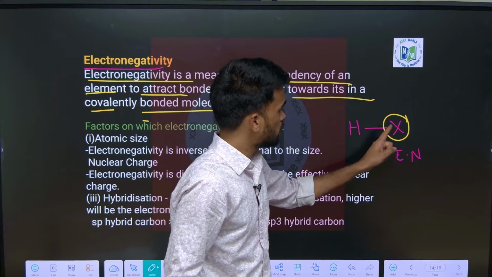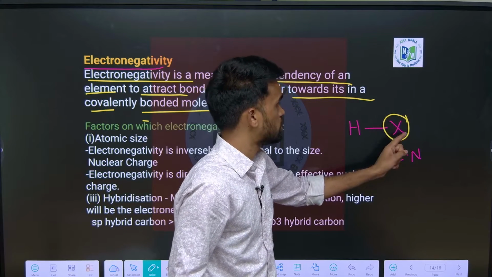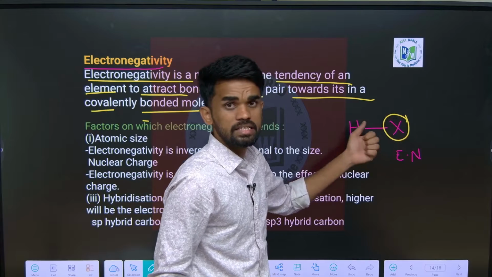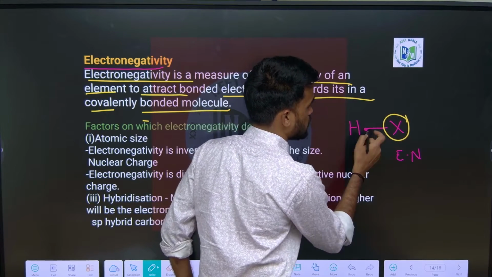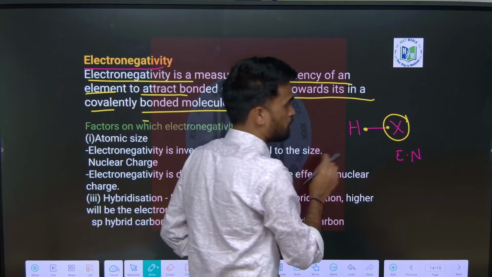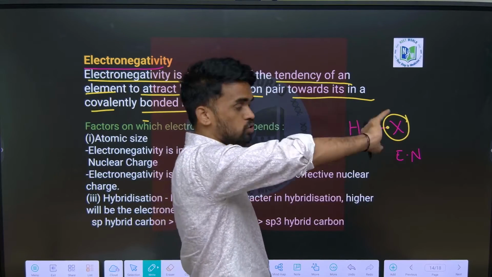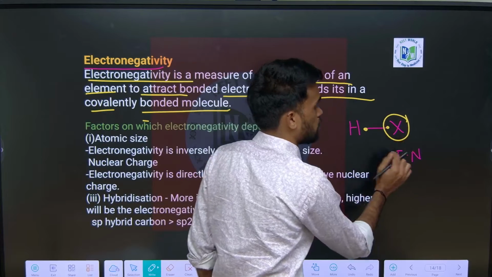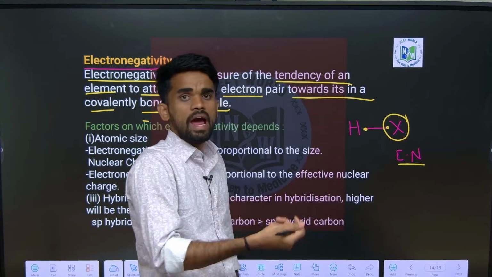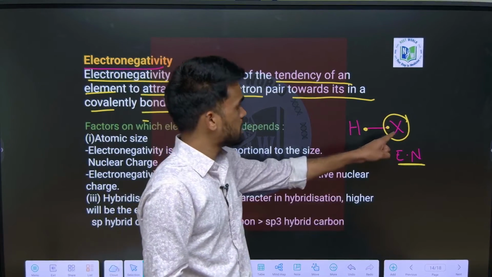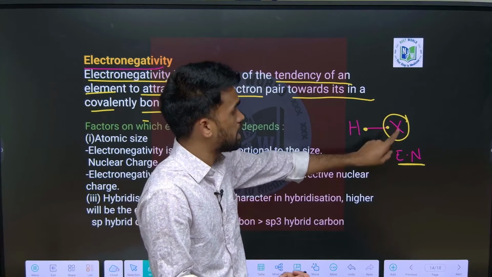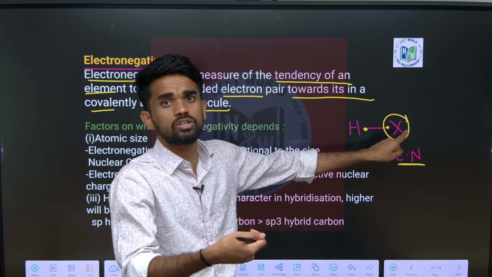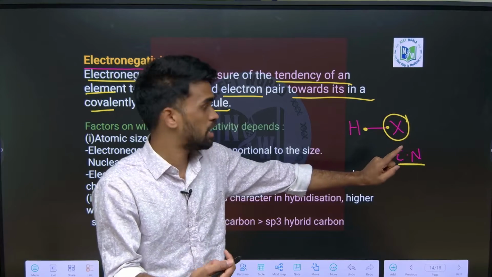If X has more electronegativity, En means electronegativity, let us consider. Due to the electronegativity of this atom, what happens to the bonded pair of electrons? The shared pair of electrons will be dragged towards which side? That will be dragged towards the most electronegative atom. Since it has more tendency to drag the bonded electrons, I can say the element X has more electronegativity.